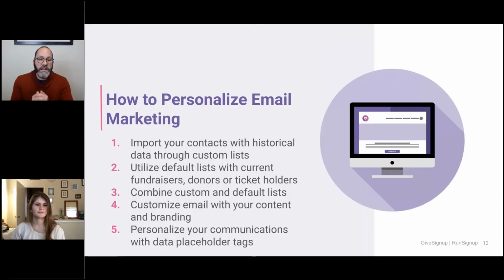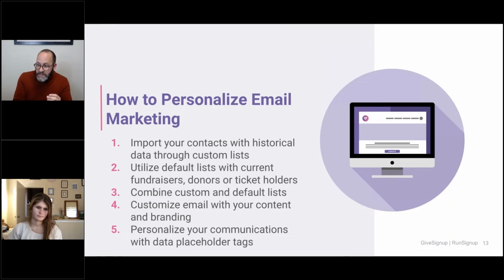All right, so these are the things that Elizabeth's going to cover in the demo in just a minute here. So we're going to talk about how to personalize, and that means importing your contacts with historical data and using custom lists for that. Utilizing default lists with current fundraisers, donors, or ticket holders. So that's that information about what ticket they bought or how much have they donated so far. Then combining those lists to create something really dynamic that stays up to date as you continually accept donations and tickets, so that when it finally goes out after you've scheduled the email campaign, it's only going to the relevant people at the right time.